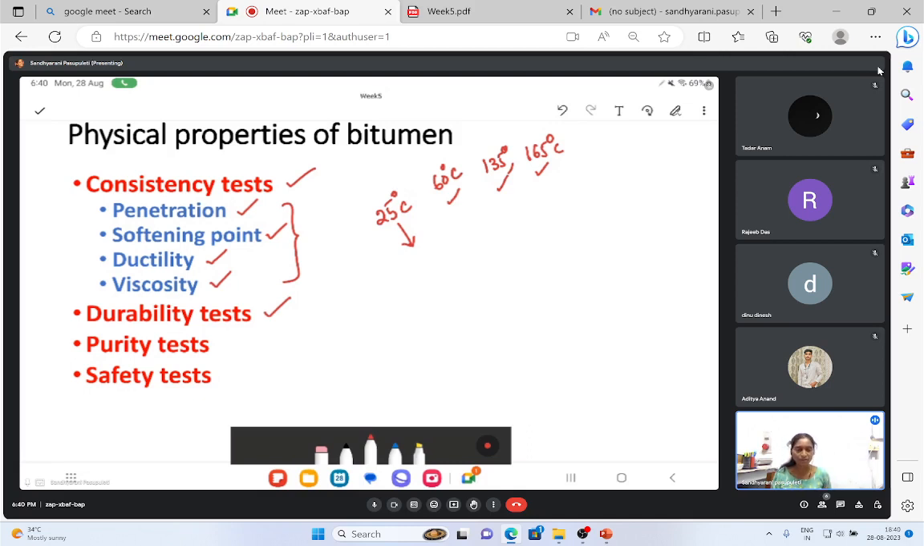So before using the bitumen, we need to estimate its behavior or performance after 1 year, let us say, after 7 years, after 10 years. Those kinds of analysis can be done using the durability test.